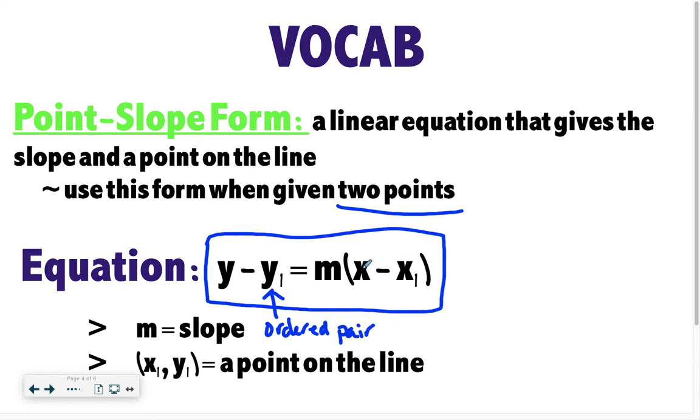Same thing goes for the x. You have a regular x and then an x1. The x1 is whatever the x coordinate is of the ordered pair. And then you have the slope and then the point on the line.